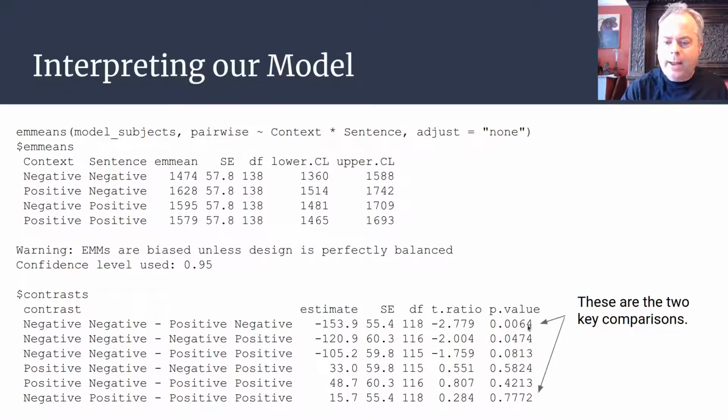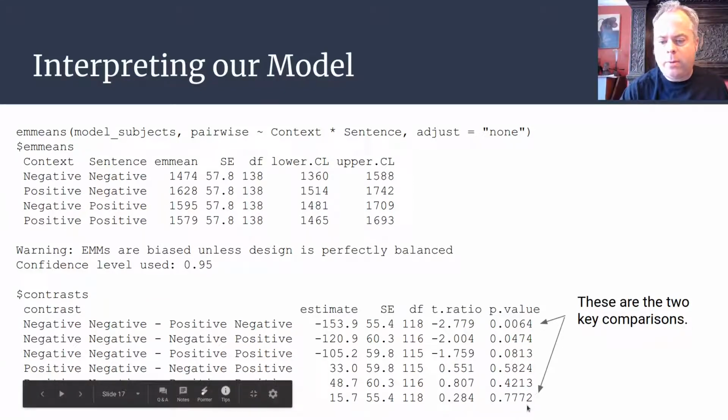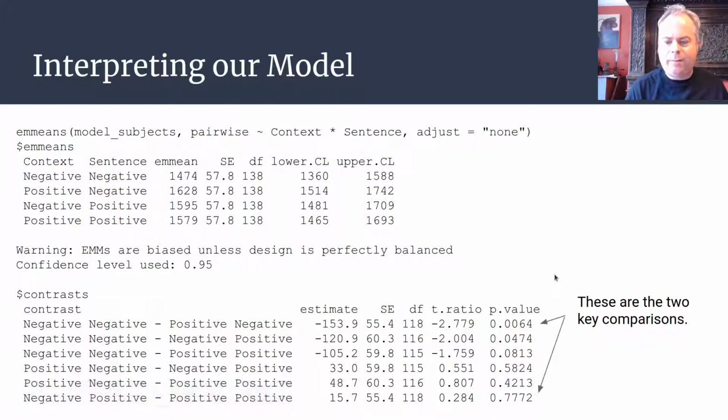So this p-value here, which is reaction time to negative sentences in negative versus positive contexts, we'd multiply by 2, so it would be 0.0128. And then we'd also multiply this value down here. Without it being corrected, it's 0.7772. This is reaction time for positive sentences following negative versus positive contexts. Because p can never exceed 1, we'd calculate that then to be equal to 1.